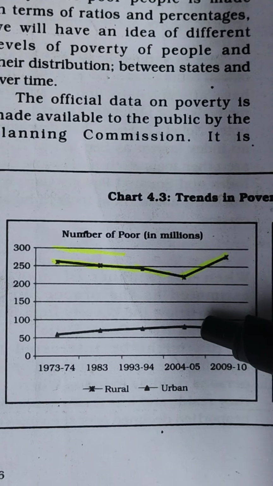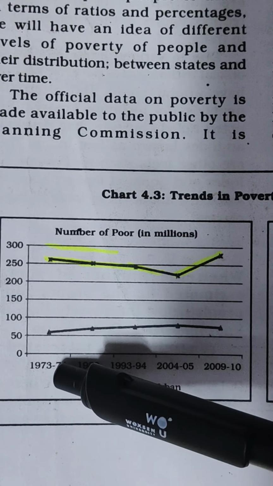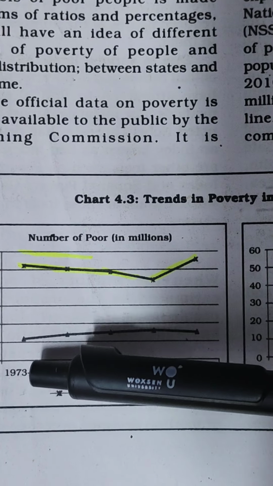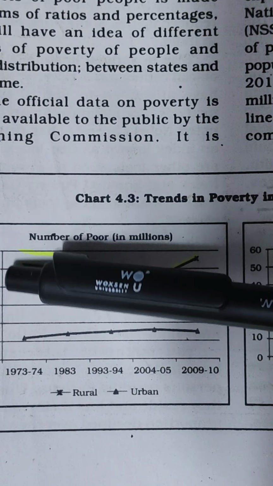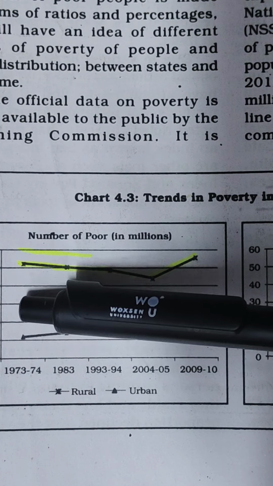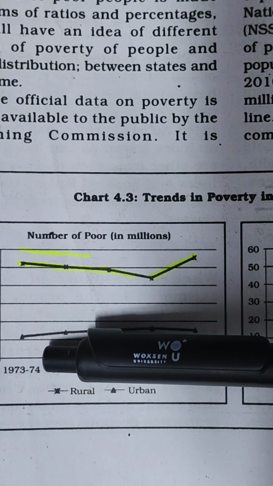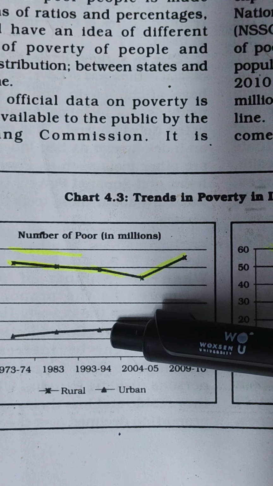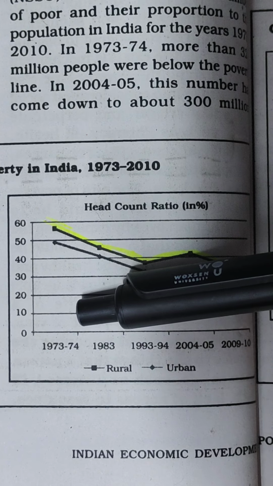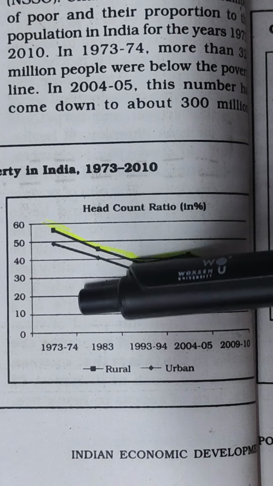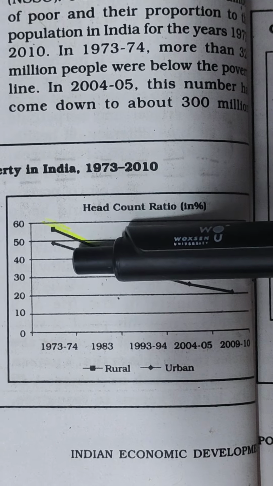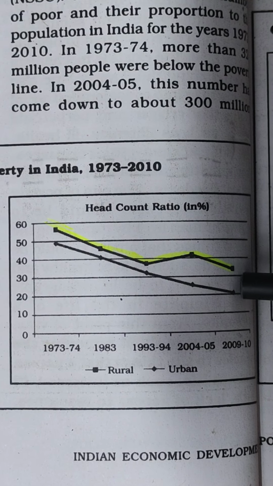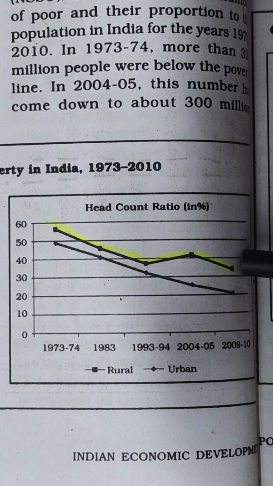It shows the number of poor and their proportion to the population in India for the years 73 to 2010. So taking both urban and rural, you see that about 320 million people were below the poverty line. In 2004-05, this number has come down to about 300 million. But in terms of proportion, in 73-74, about 55% of the total population was below the poverty line. In 2009-10, it had fallen to around 30%.